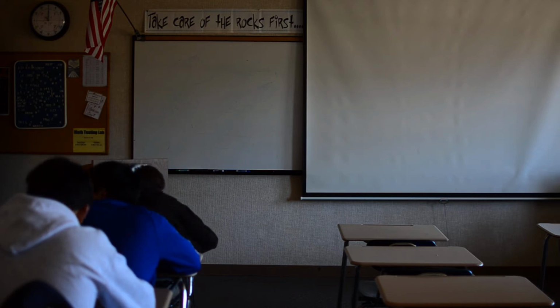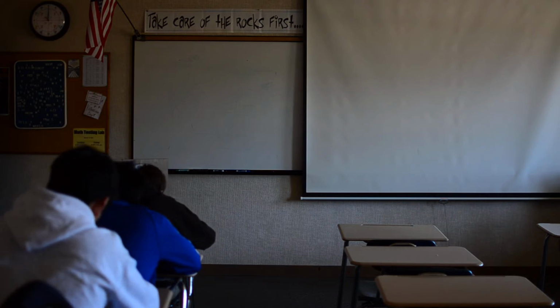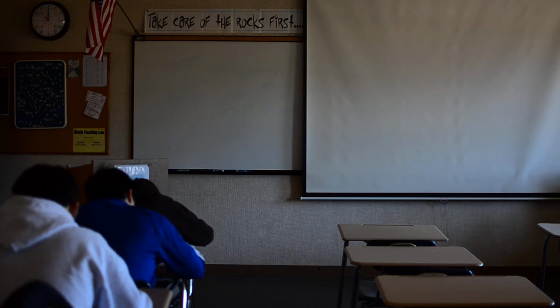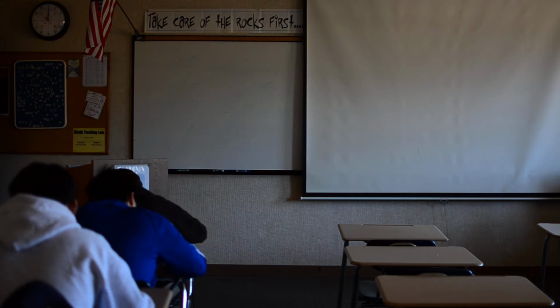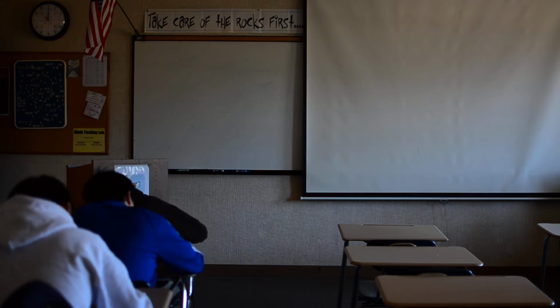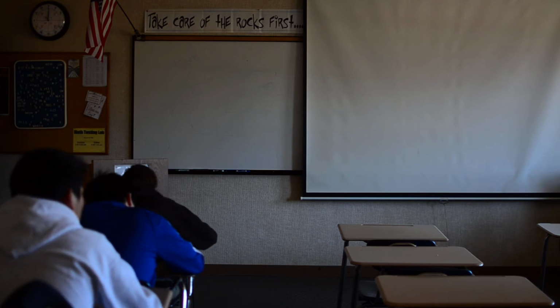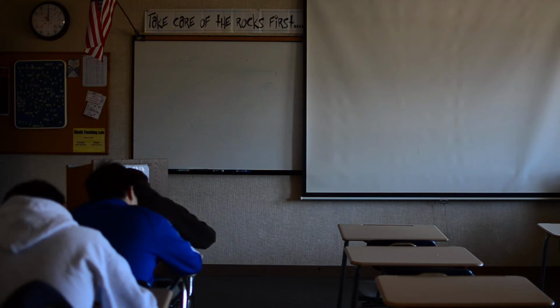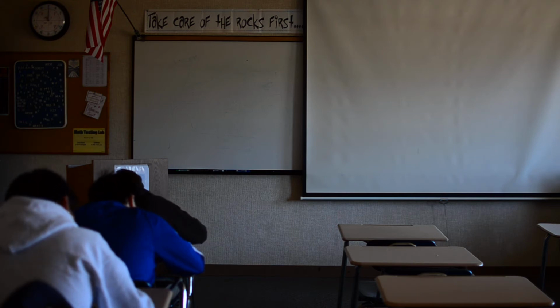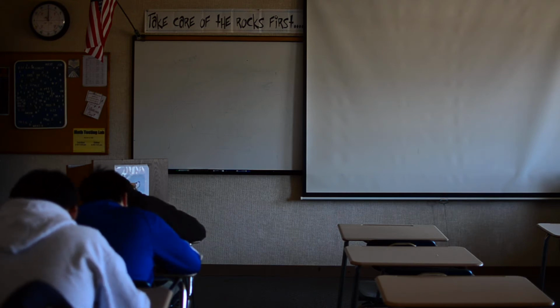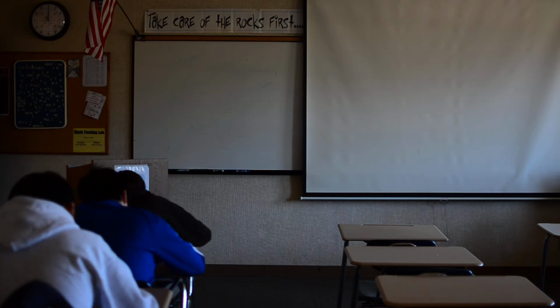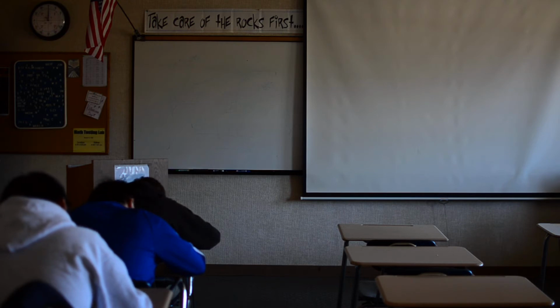Number 3, you have a Poisson distribution. M is one-third. And you want the probability that x is 4.